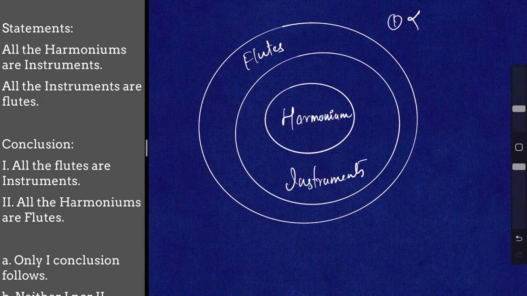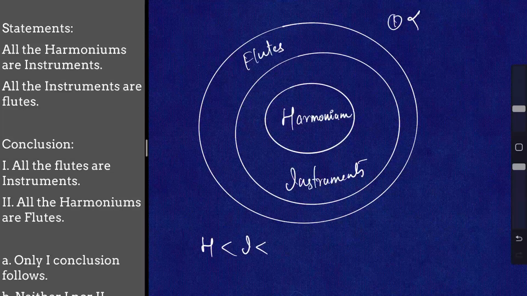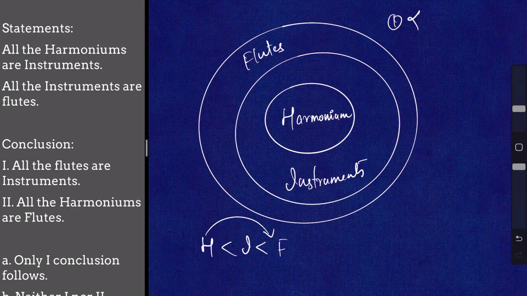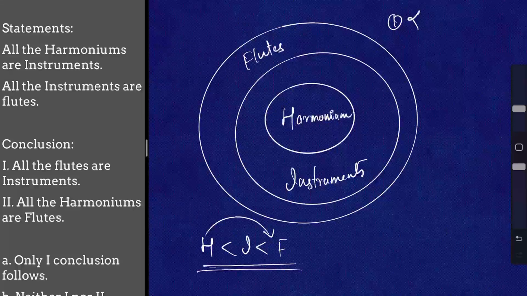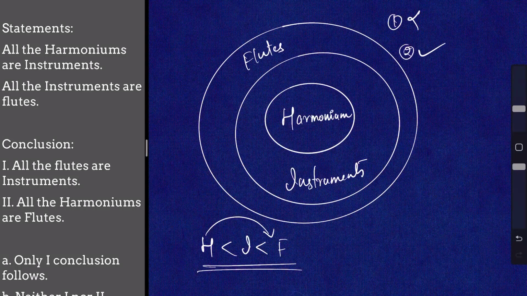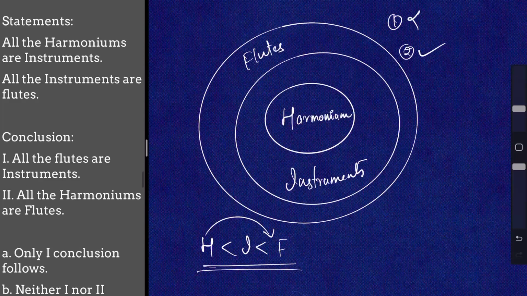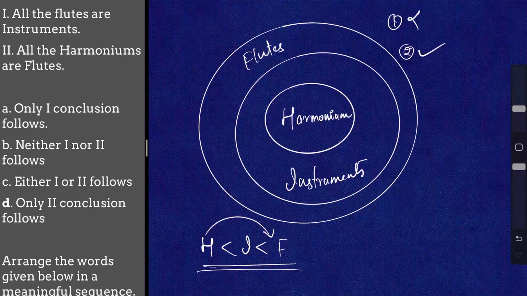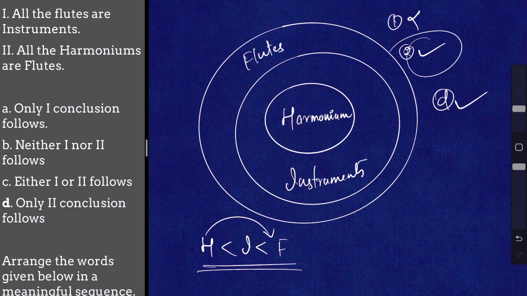Second conclusion says all the harmoniums are flutes, which is definitely correct, because if all the harmoniums are part of instruments which are part of flutes, harmonium will indirectly also be a flute. So therefore the second conclusion is definitely being followed here. So now if you look at the options, we have only conclusion 1 follows, which is wrong. Neither 1 nor 2 follows, which is also wrong. Either 1 or 2 follows, definitely not the case. And the last one being only conclusion 2 follows, which is in fact the case. So therefore option D is the right answer here.